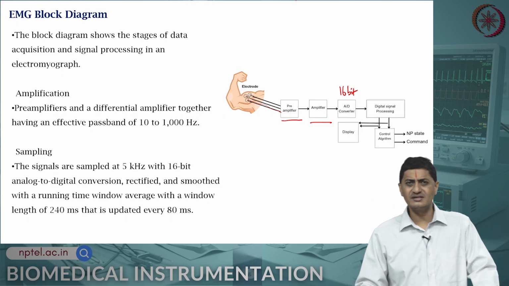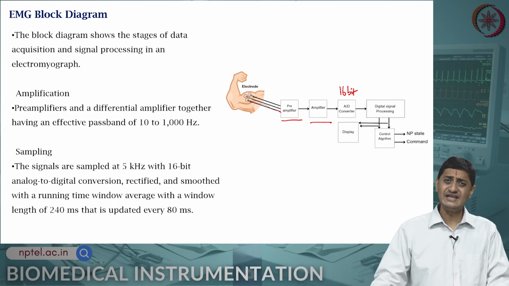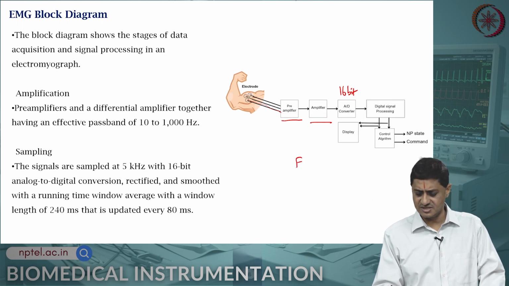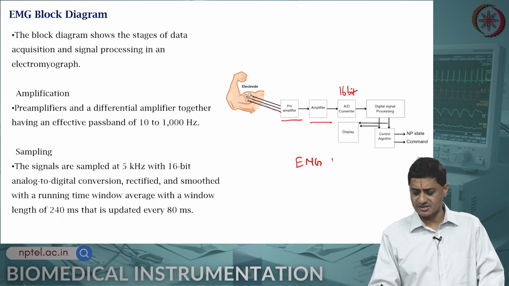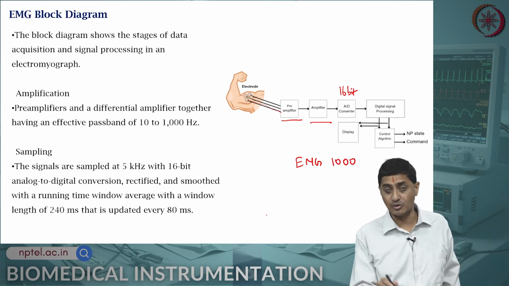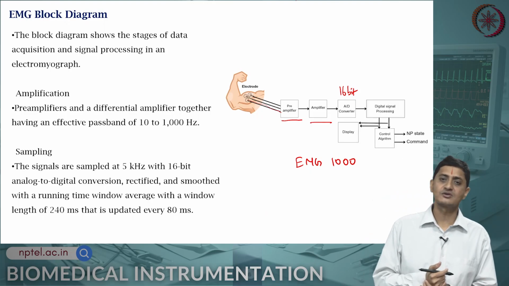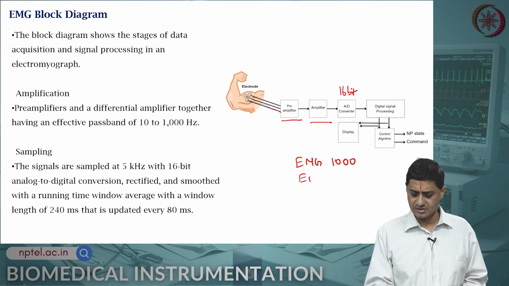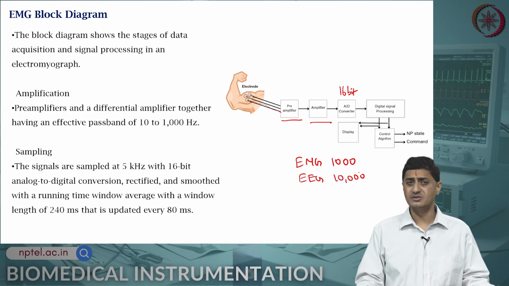Now, what is the typical amplification required? For EEG, we said minimum amplification required is 10,000. For EMG, minimum amplification required is about 1,000. Total amplification, for both stages included, is about 1,000. For EEG, it's minimum about 10,000.